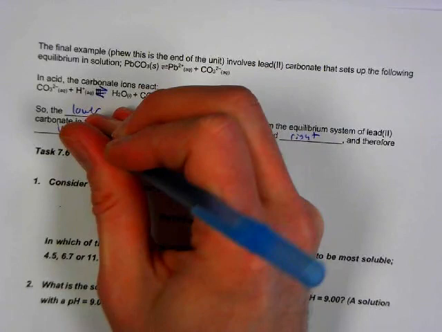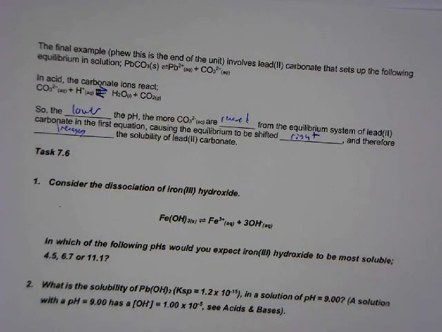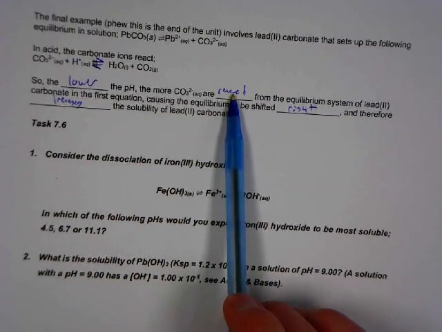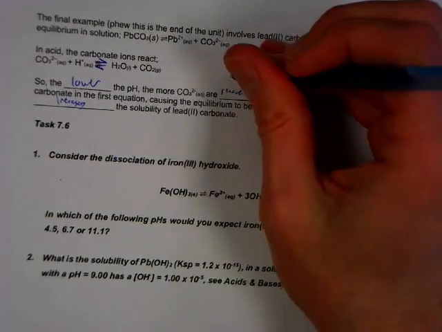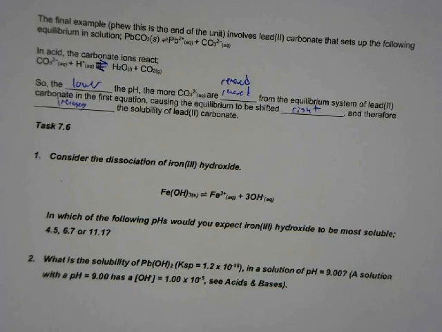So the lower the pH, the more CO3 2- ions are removed from the equilibrium system of lead 2 carbonate in the first equation. That causes the equilibrium to be shifted right, and therefore increases the solubility of lead 2 carbonate. Let's do number 1 first. Then we'll stop there for the day.